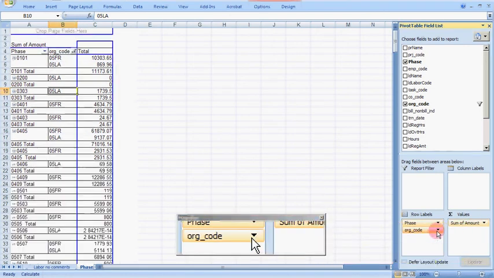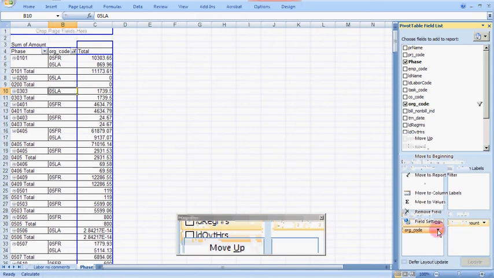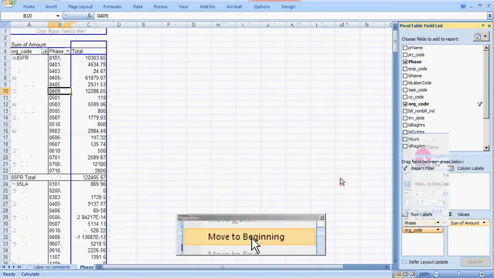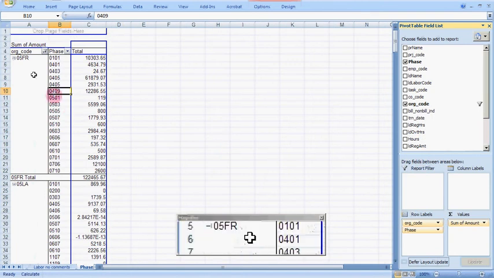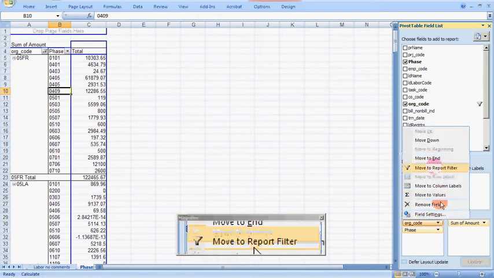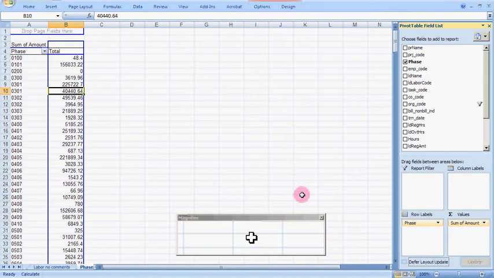Now, say on the org code, there's too many of them, so I want to group them. So I click on this to move it to the beginning, and then you see how all of a sudden it groups all the values based off phase numbers. And say you don't like that result, or you want to go back to where it is, you just remove it.